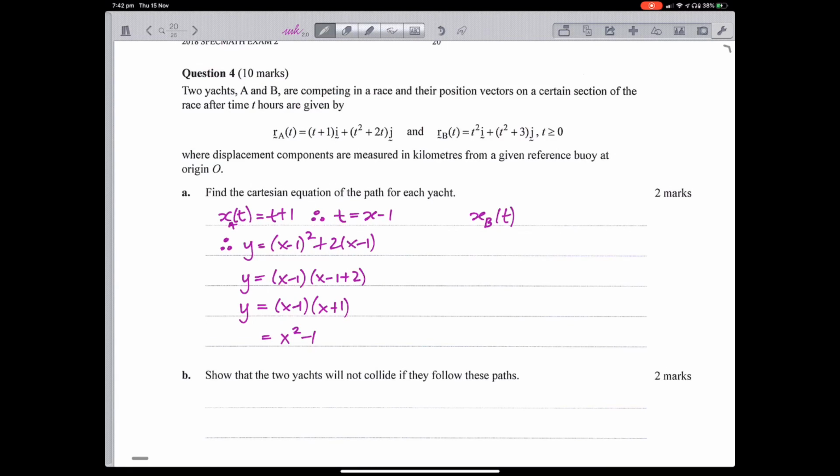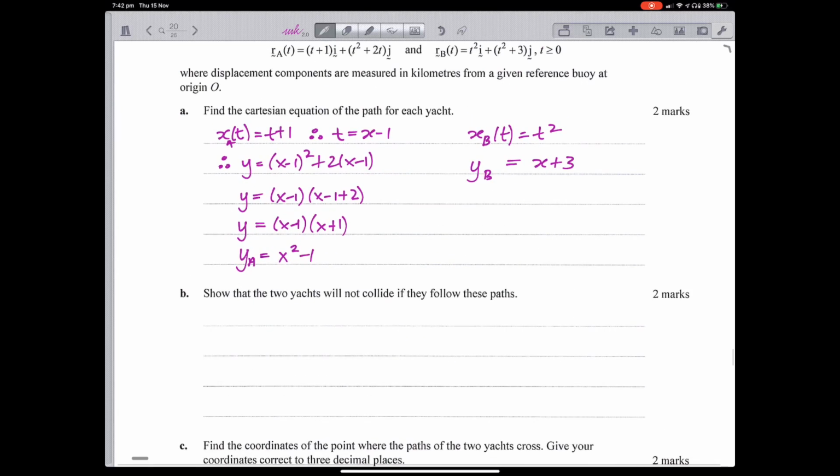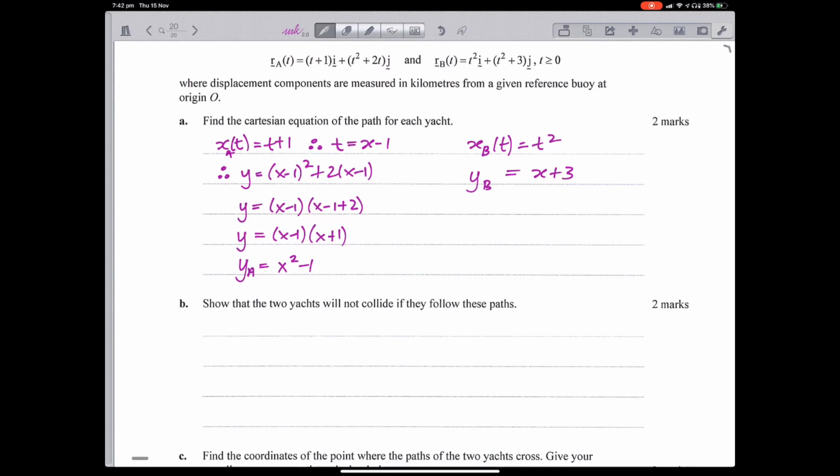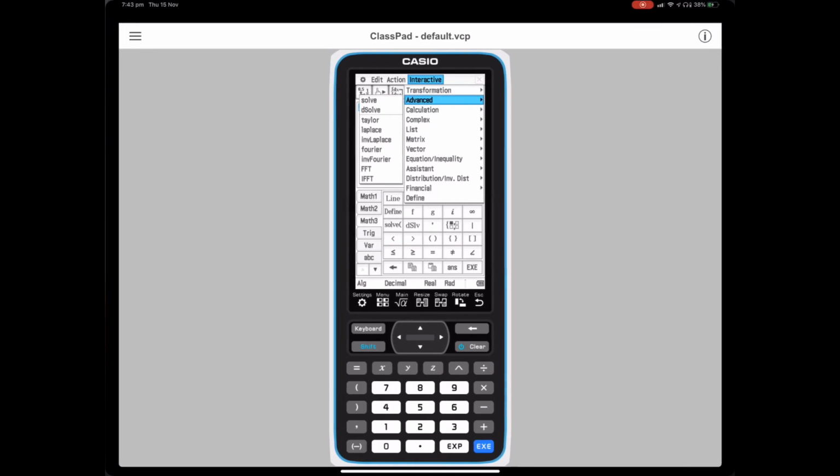x of B of t is equal to t squared. So y B is equal to x plus 3. Okay, show that the 2 yachts will not collide if they follow these paths. Okay, so x A of t equals x B of t. That will give me t plus 1 equals t squared. So therefore, x plus 1 equals x squared. Advanced solve.